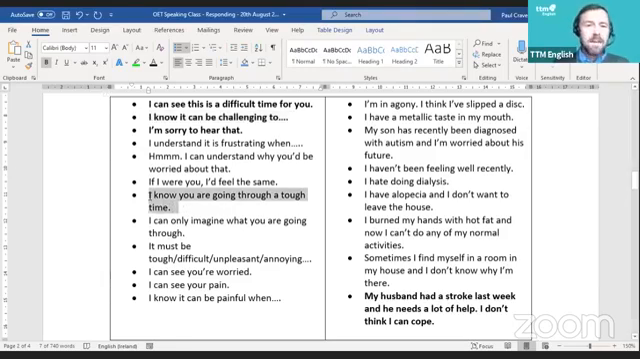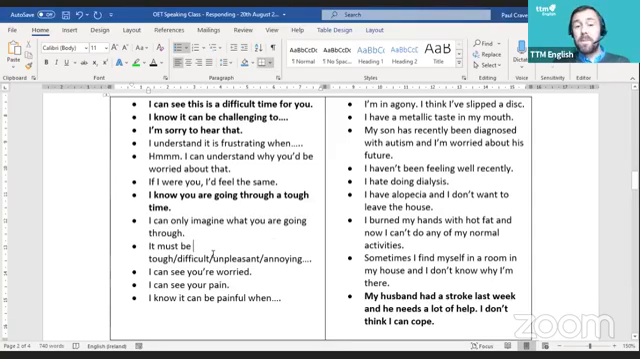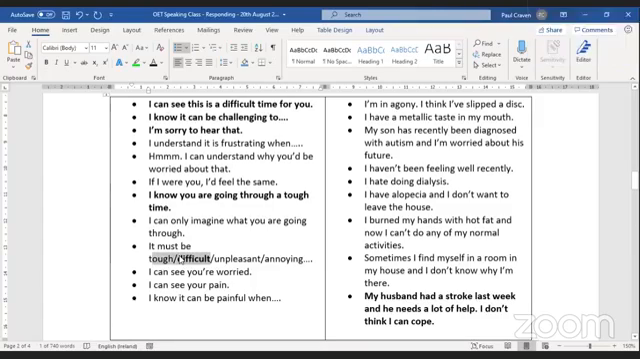Is it a tough time? Like, I know you're going through a tough time. I suppose you could say that. You wouldn't say I can only imagine. It must be difficult would be a good one again, or tough. So we can say it's understandable that you are worried about.